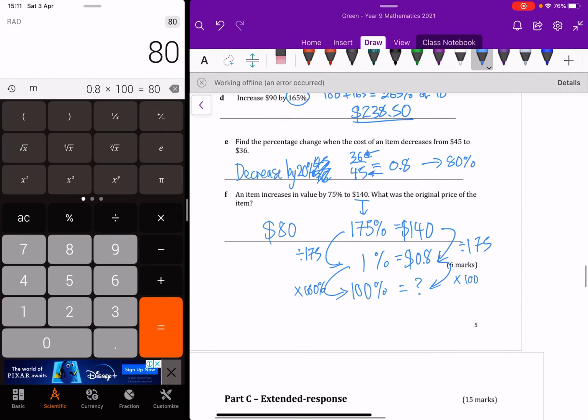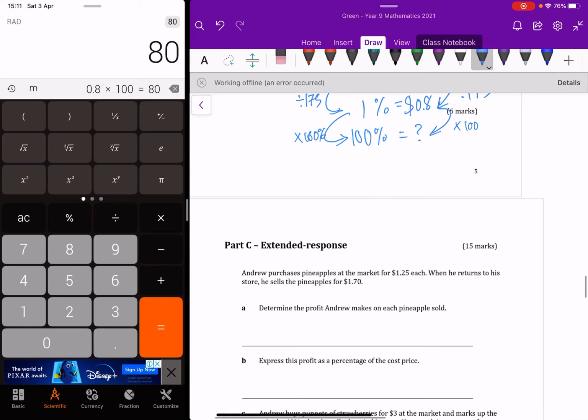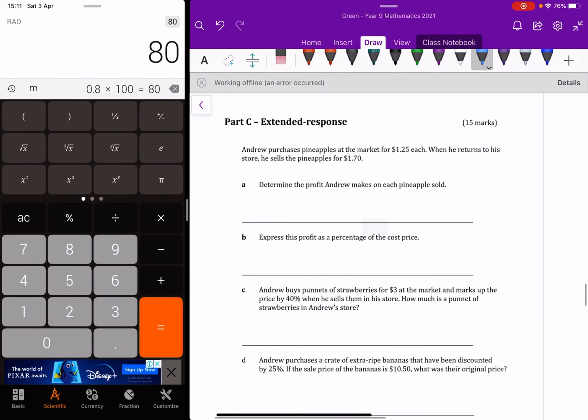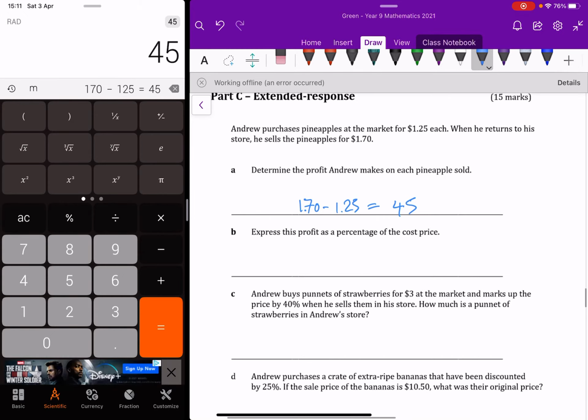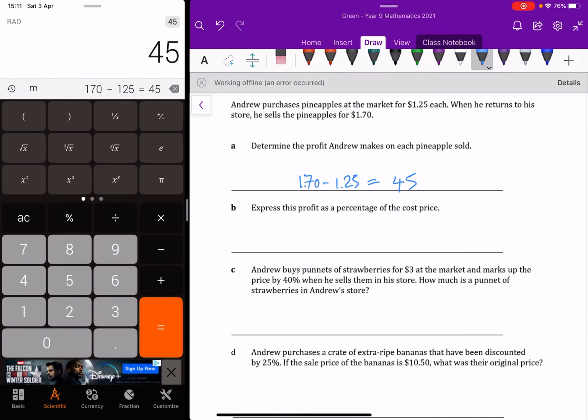That wasn't actually very well answered by the class, but again, it's that kind of logic, getting your way through that one. So Andrew and his pineapples, he buys them at the market for $1.25 each, and he sells them for $1.70. So just $1.70 minus $1.25, so he gets 45 cents profit. Good old Andrew. Right, express this profit as a percentage of the cost price. So profit 45, cost price 125, 45 divided by 125 times 100. So that gives me 36%.